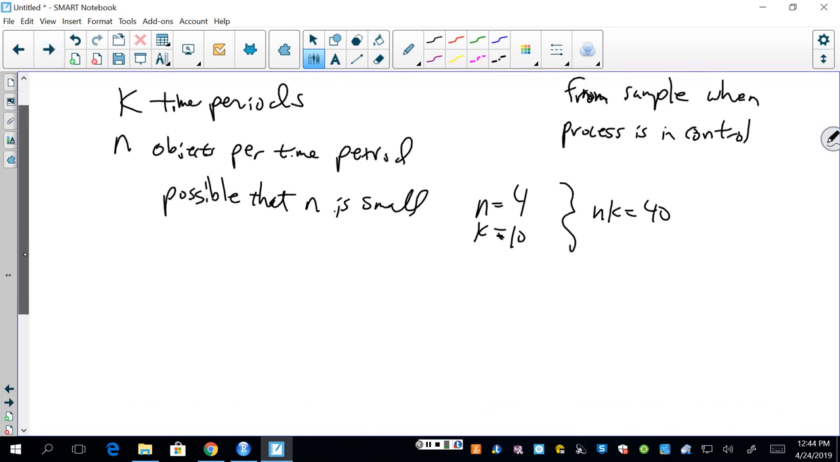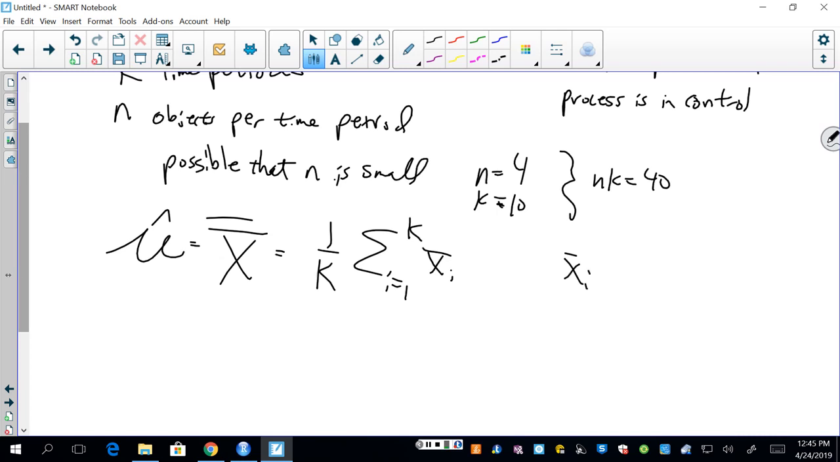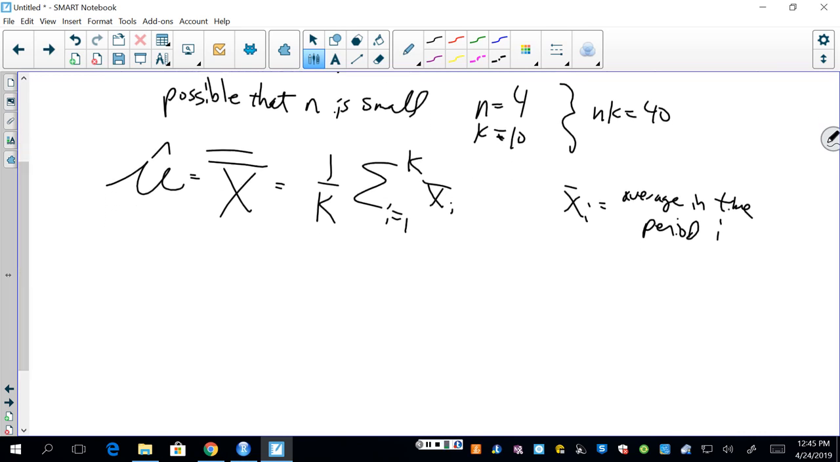Based on the samples, the estimate of mu that they suggest is the average of the x's, the average of the averages. So if you add up over all of our time periods the average in time period i, so we can make x bar i the average in time period i. And so that's an average, assuming that all of our data is collected when it's in control, that would give us an average there.